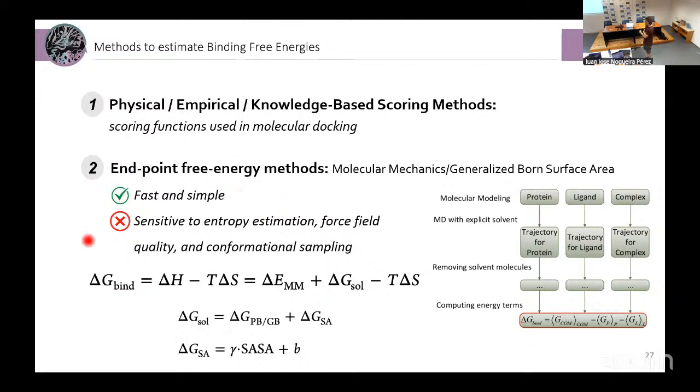These simulations are really simple to set up and really fast, but are quite inaccurate when entropy is important, if the quality of the force field is not good, and also in terms of conformational sampling. Okay, so this is a good strategy, but if you want to really quantify the free energy of a molecule with really accurate methods, this is not the best option. Or if you want to compare one ligand with another ligand. Okay?